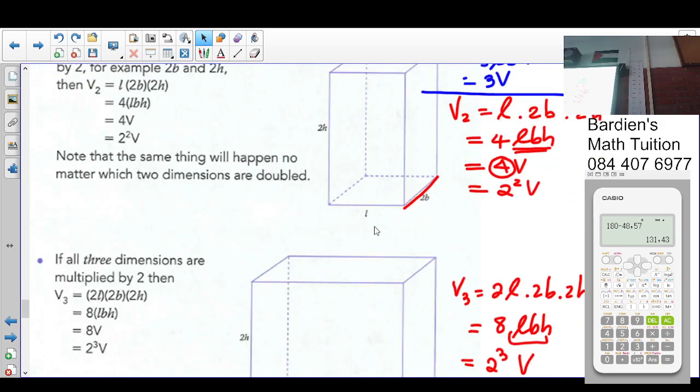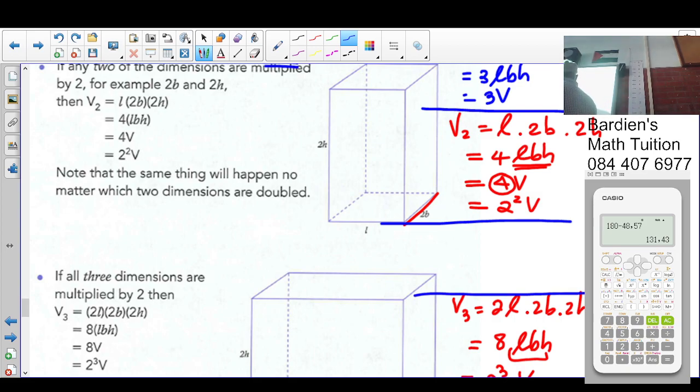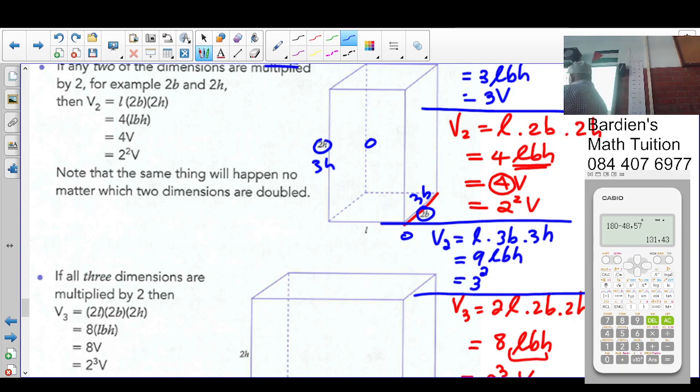Let's look at the next one. What if the breadth and height were tripled here? So that would be 3b and 3h. That's going to be the volume in the second case. It's going to be length times 3b times 3h, which is simply 9 LBH, which is 3 squared times the original volume. Can you see that, people?